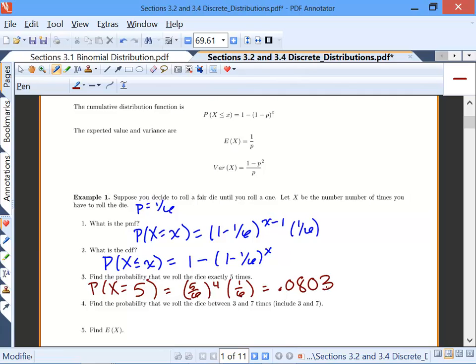So my probability is 0.0803. Find the probability that we roll the dice between 3 and 7 times. Include the 7 and 3. So I need the values x equals 3, 4, 5, 6, and 7. I could find each of those values one by one using the PMF, or I can try and use the CDF.